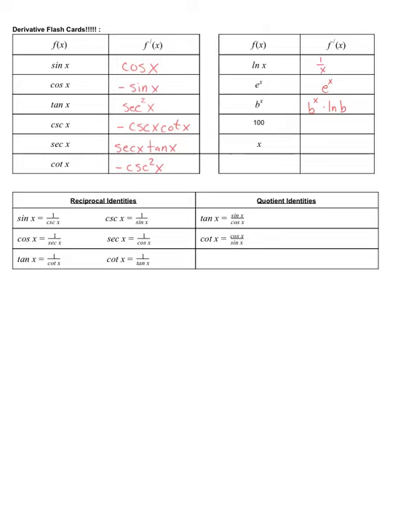The derivative of 100, the derivative of any number, is 0. And of course, the derivative of x is the same as 1x to the first, and if you use the power rule, the derivative of x is 1.